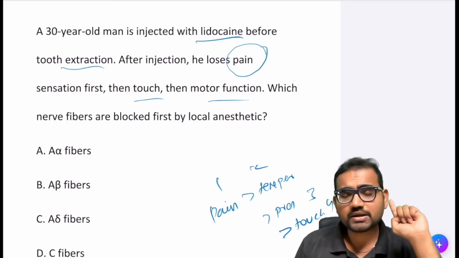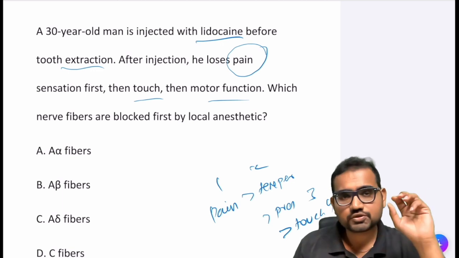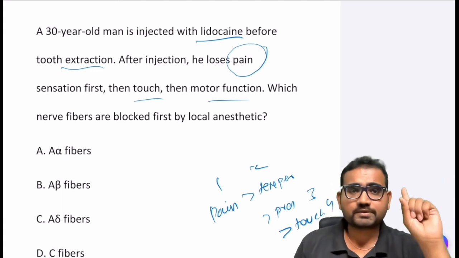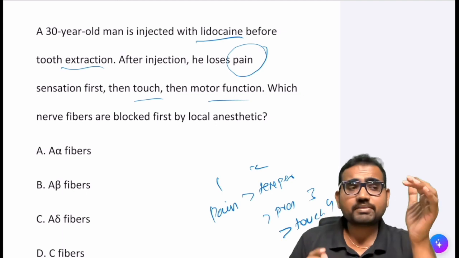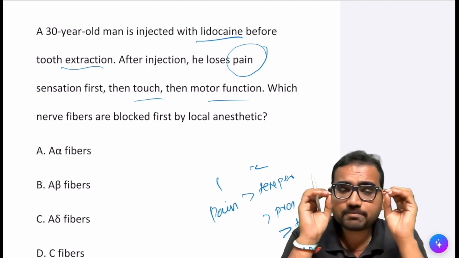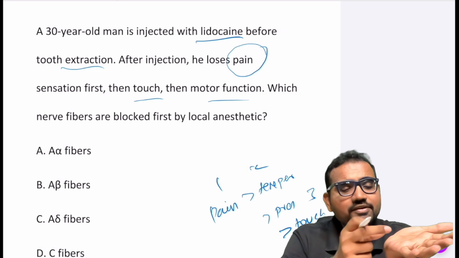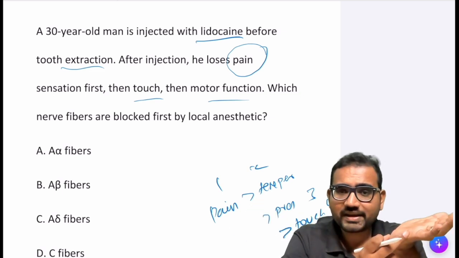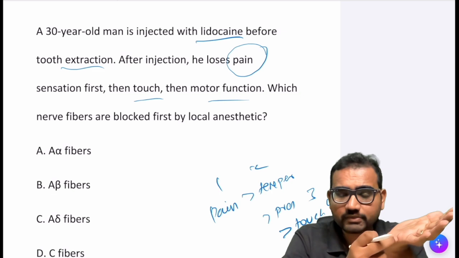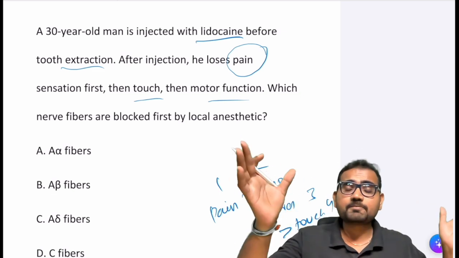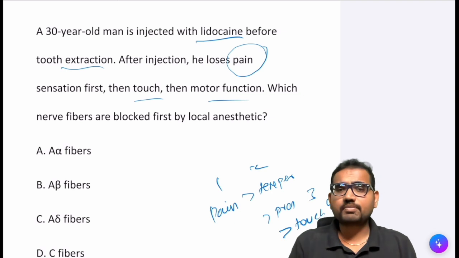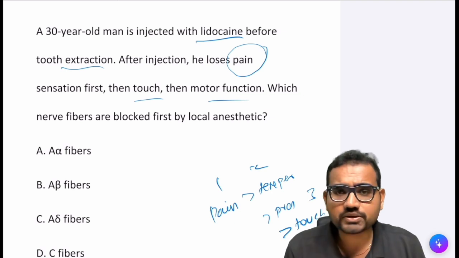So lidocaine blocks the sodium influx. When there is no sodium influx, there is no action potential of the nerve, there are no impulses. Okay, that is one. Two is, imagine lidocaine blocks the sodium channels. Using your common sense, if the nerve fiber is small, is it easy to block? Or if the nerve fiber is very big, is it easier to block the sodium channels? Of course, if the nerve fibers are small, it is very easy to block the sodium.